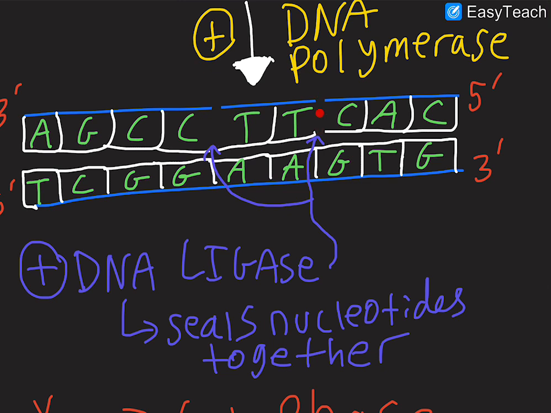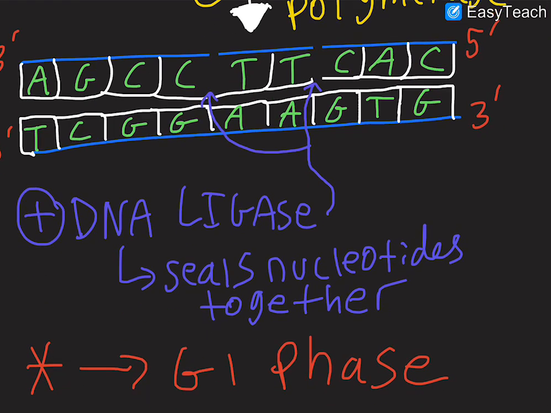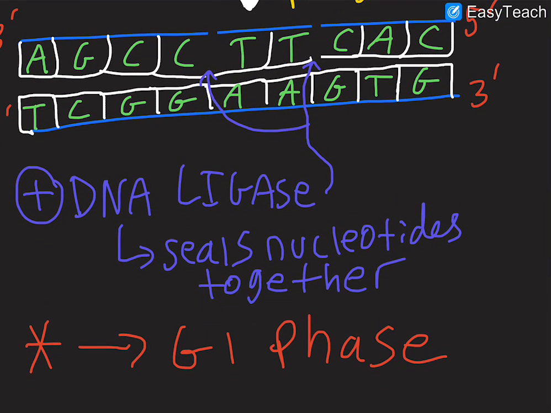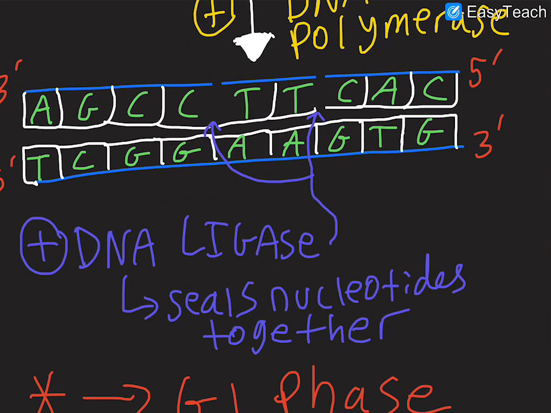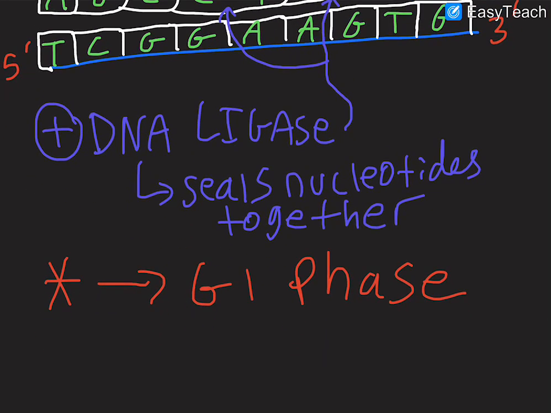But then look at this, see these spaces? DNA polymerase doesn't take care of that. We need DNA ligase. DNA ligase will come in and seal the nucleotides together. Then you'll have a perfect new normal non-damaged strand, no thymine dimers, no helix distorting lesions, and everything will be good. So that's nucleotide excision repair.